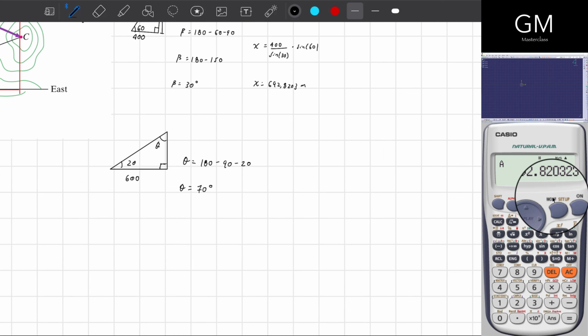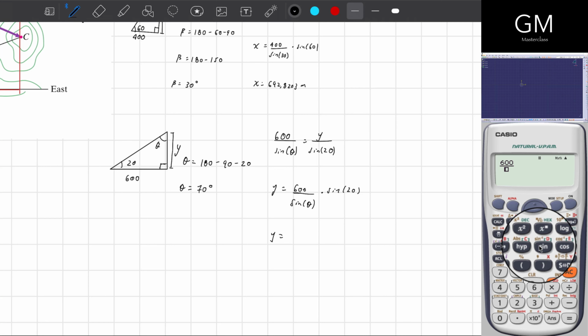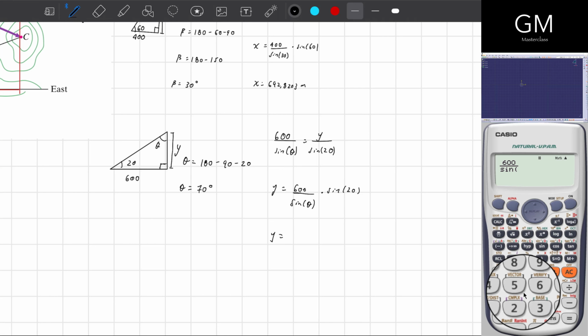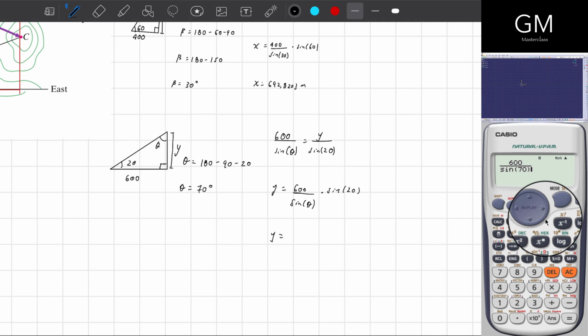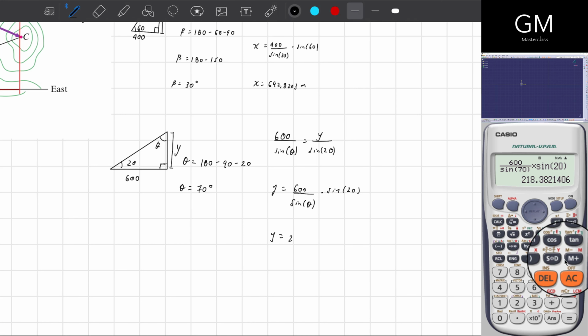That's right. And I'm going to create the sine's law. That means that 600 divided by the sine of theta is going to be equal to, I'm going to call this cathetus y, divided by the sine of 20. That means that y is equal to 600 divided by the sine of theta multiplied by the sine of 20. Alright, y is equal to 600 divided by sine of theta, that is equal to 70, multiplied by the sine of 20. Okay, y is equal to 218.3821 meters.